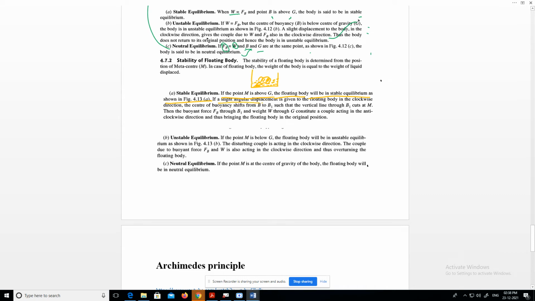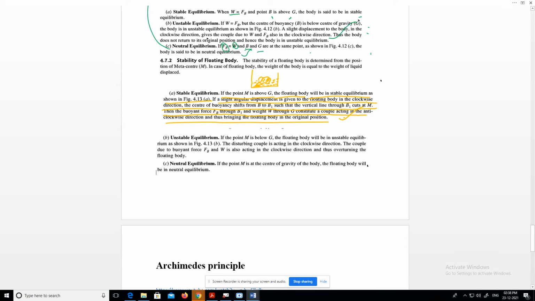A slight angular displacement is given to the floating body in the clockwise direction. The center of buoyancy shifts from B to B1, as we have discussed earlier, such that the vertical line through B1 cuts M. Then the buoyancy force FB through B1 and the weight of the body W through G constitute a couple in the anticlockwise direction, which brings the body back to its original position. This concept was discussed earlier.